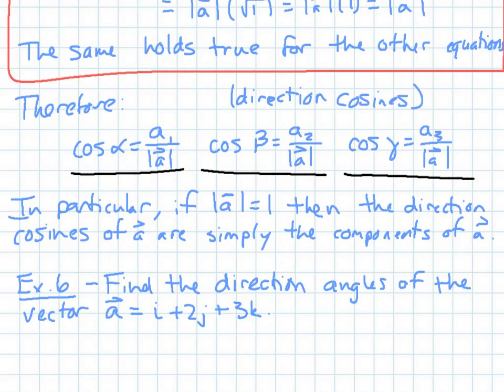You may see that they're referred to as that in the book, just so you're aware that that's another name for these. In particular, if the magnitude of A is also 1, then that just means the direction cosines are simply the components of your vector A, and so then that's it. It makes it pretty easy.